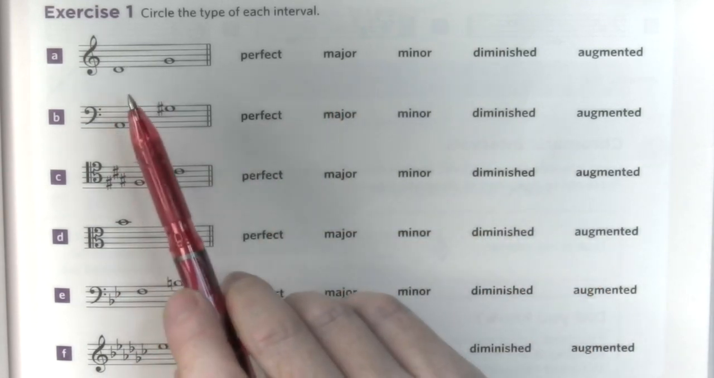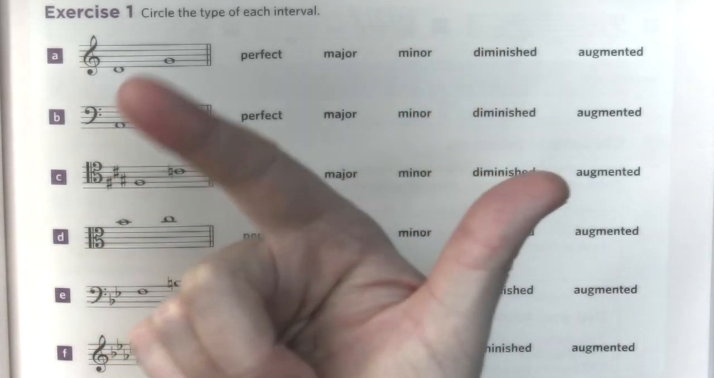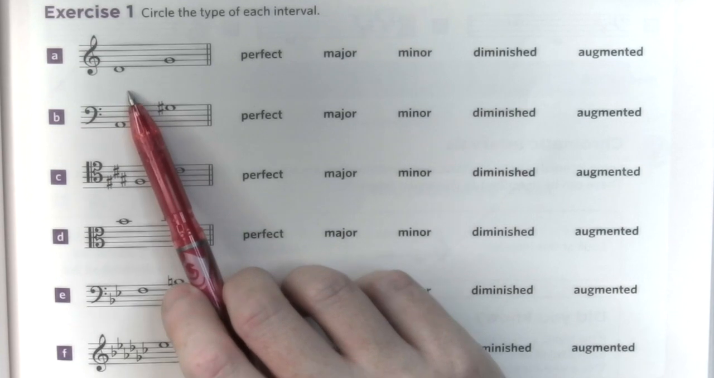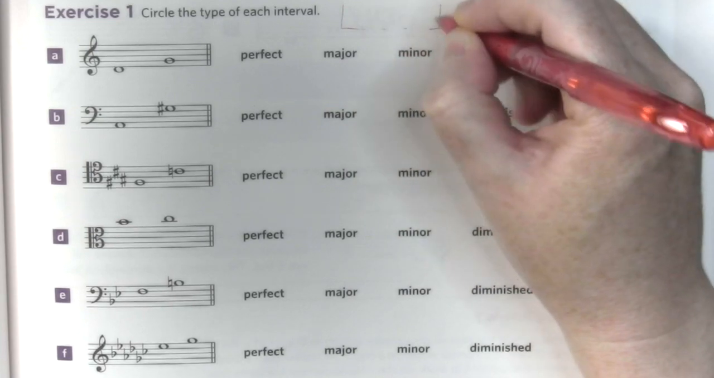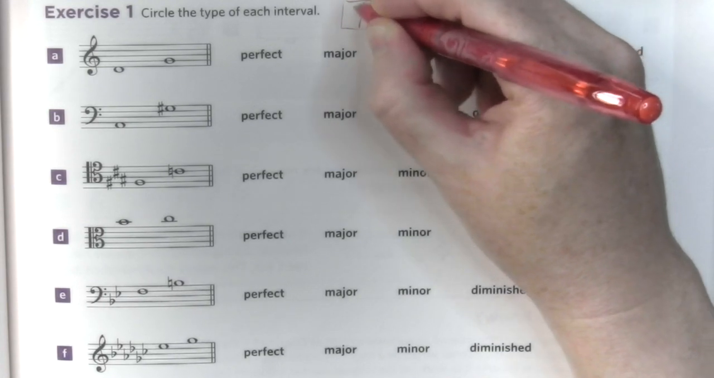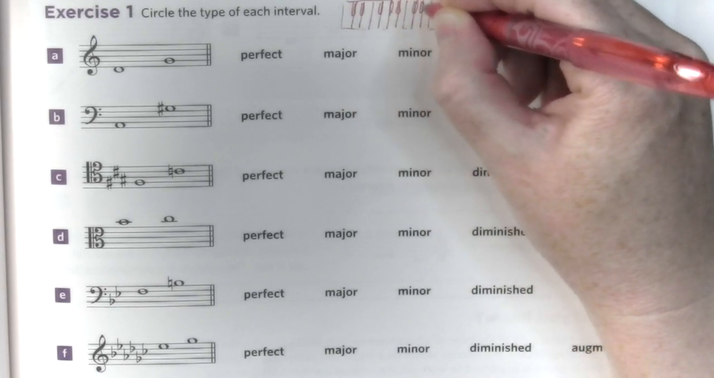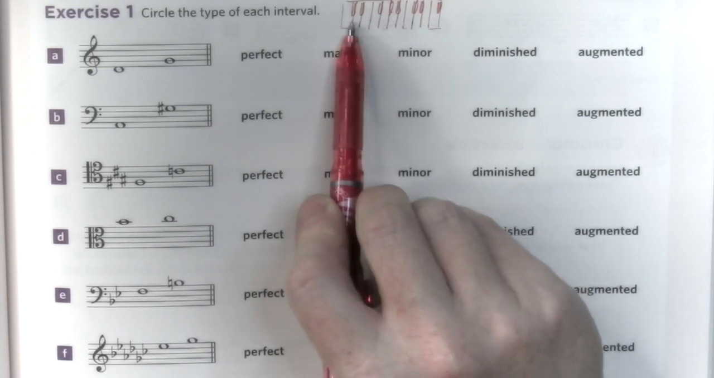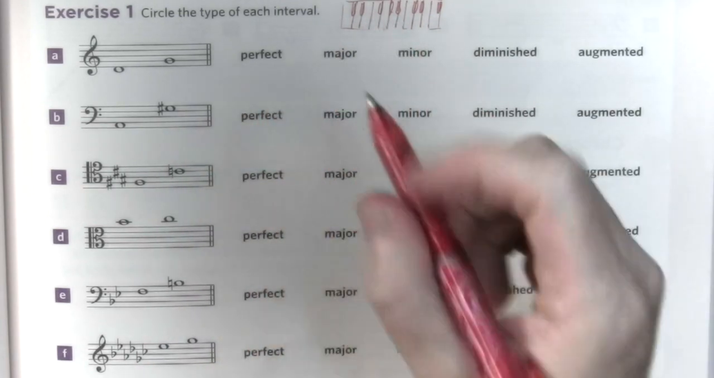So, in the first example, we have Re, Sol, D to G. First we count Re, Mi, Fa, Sol. It's a fourth. Now, a perfect fourth is 2 tones and a half. So first of all, we draw our keyboard. Okay, so Re, Sol. 1, 2 and a half. And this is perfect.